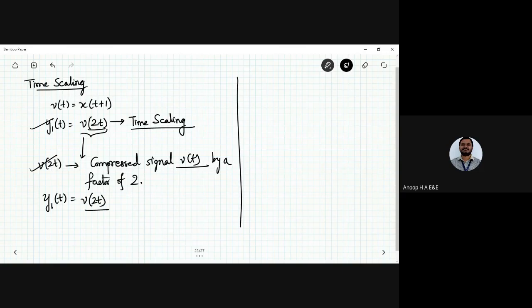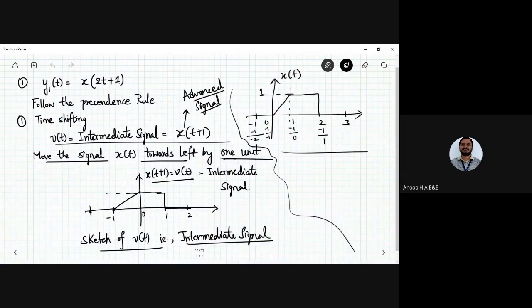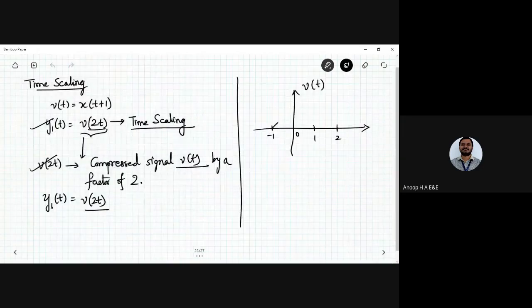That is how I am going to represent it right now, and let me draw the signal v of t. It is -1, this is 0, this is 1, this is 2. The signal goes this way. So -1 to 0. At 0 it is 1, and from 0 to 1 it is 1. At 1 it drops down and it is 0 elsewhere. So this is how I can represent the intermediate signal v of t.